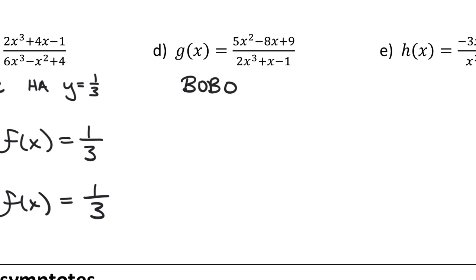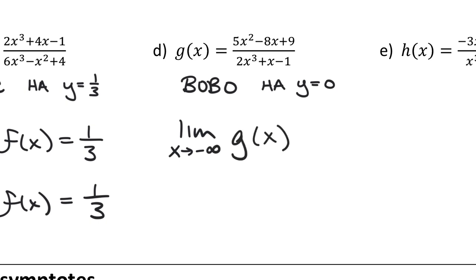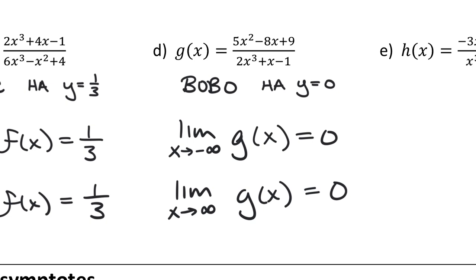What does that mean? The horizontal asymptote is what? 0, which means the limits will both go to what? Both infinities will be equal to what number? 0. So we can write all of the limit statements. We say the limit as x approaches negative infinity, that's the left side, of g of x equal to 0. And the limit as x approaches positive infinity for g of x also equal to 0.